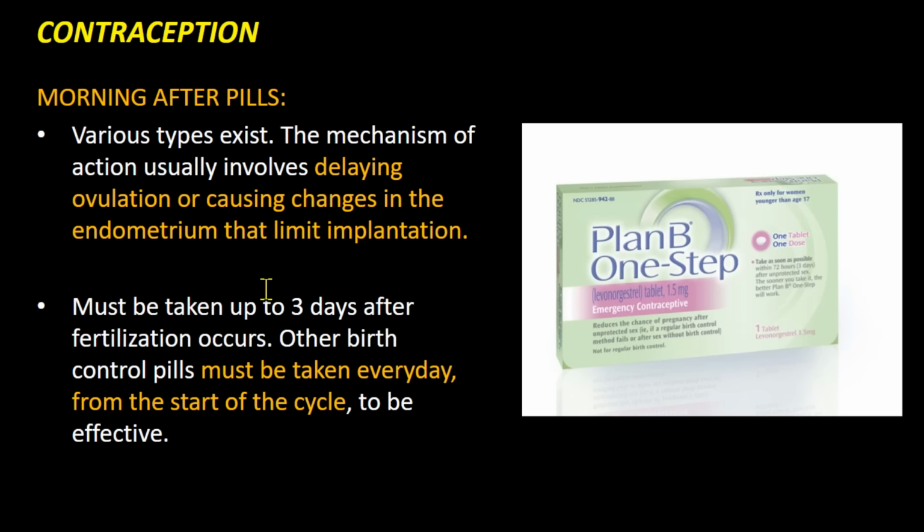So this must be taken up to 3 days after fertilization occurs, or 3 days after the woman has had sex, despite the name being morning after. Other birth control pills must be taken every day from the start of the cycle to be effective.